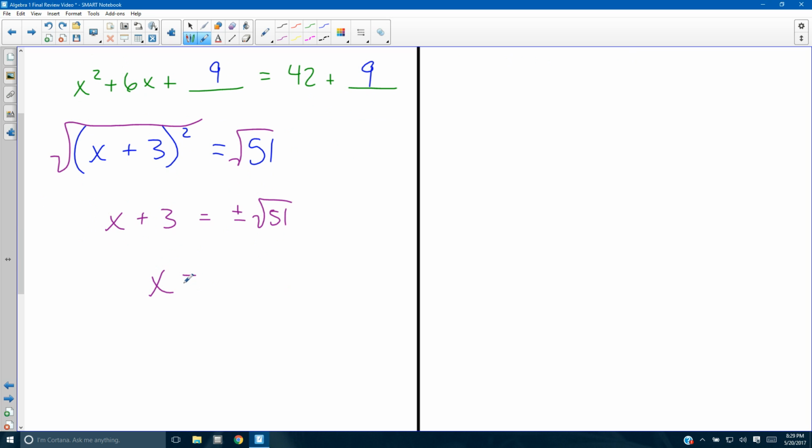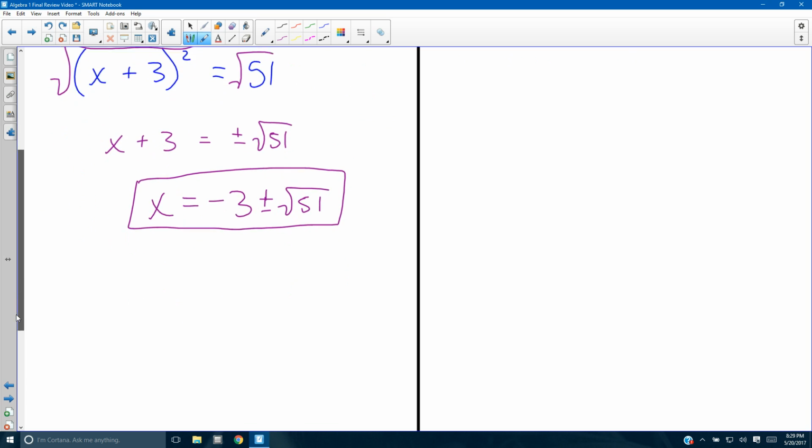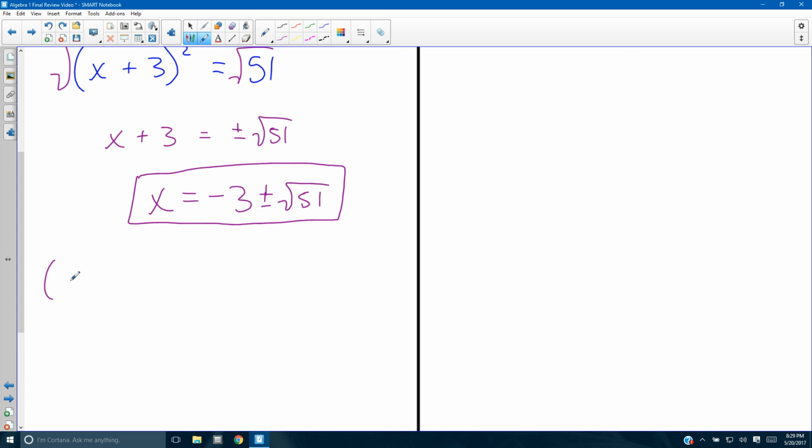Subtract 3, you'll get x equals -3 plus or minus the square root of 51. If you'd like to leave your answer like this, by all means, please do so. I'd like you to understand, though, that this is two separate answers. In fact, if we were talking about x-intercepts, because that's kind of what these things are when we get answers, this is how they'd appear.